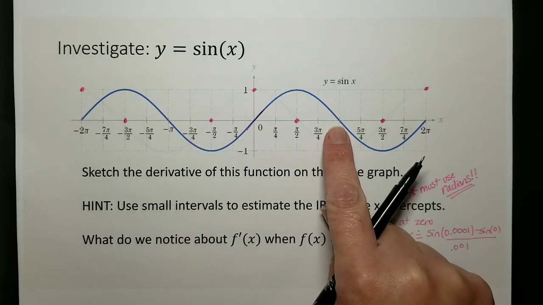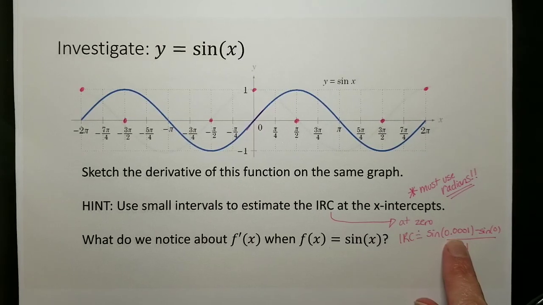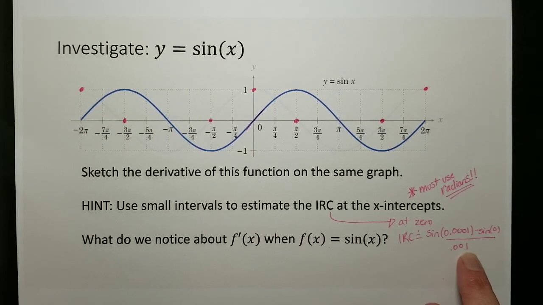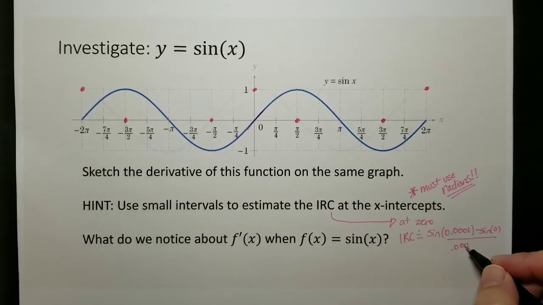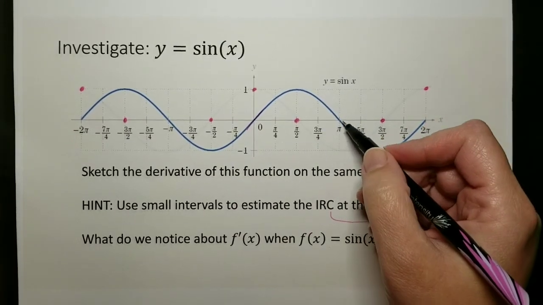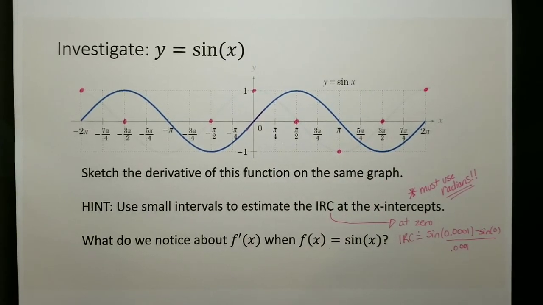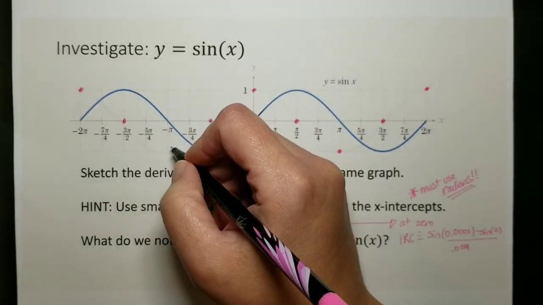If you estimated the slope of the tangent at pi, so did sine of pi plus 0.001 minus sine of pi over 0.001, I need the same amount of zeros in there, then you would get a slope of negative 1, which shouldn't surprise you, hopefully, because we know that the function is symmetrical.